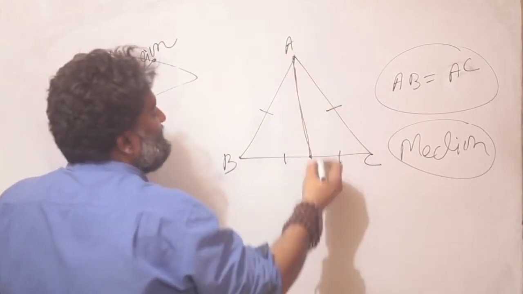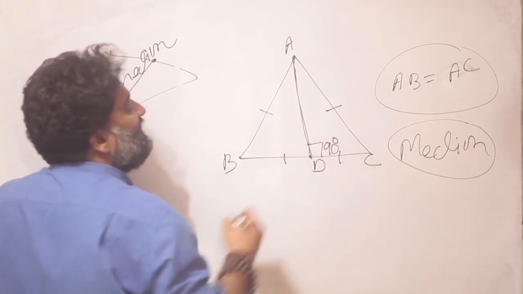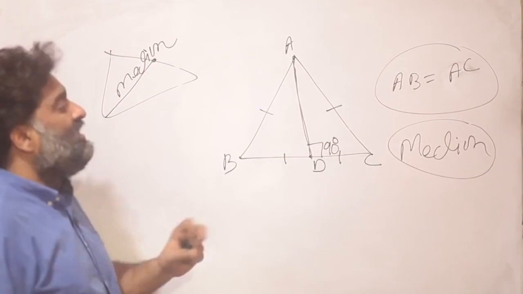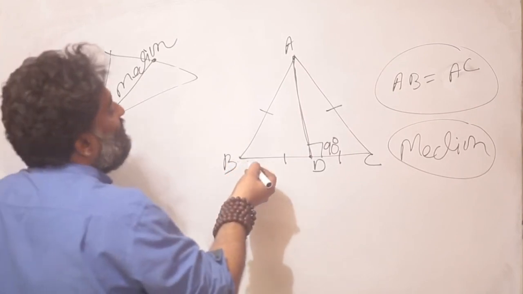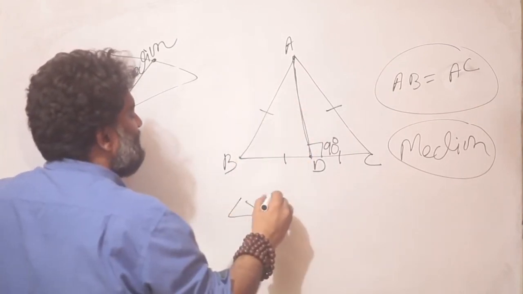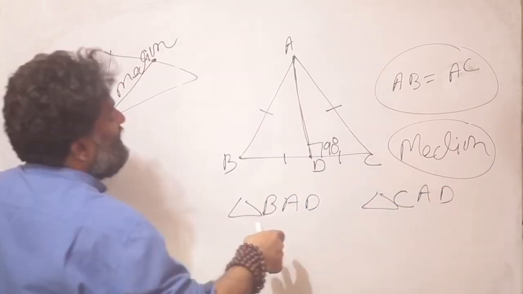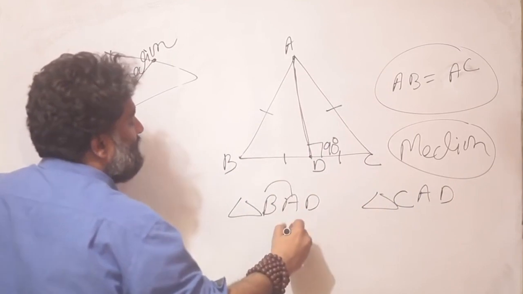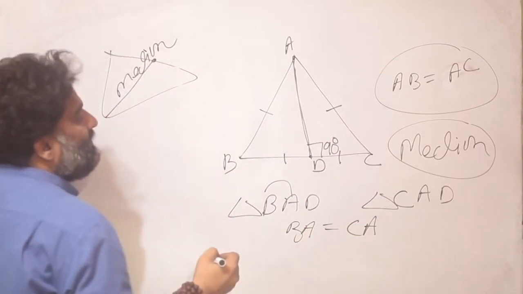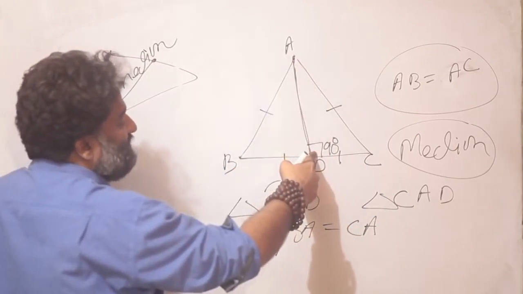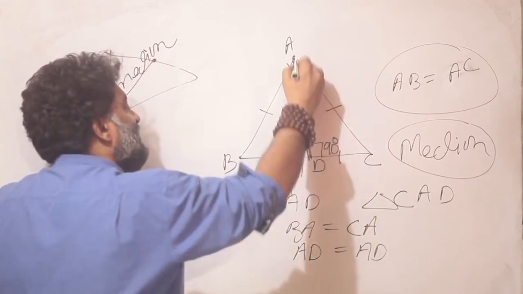And it is given to me, let's say AD is the median for this. Prove that this is 90 degrees. So how will we go about doing that? This can be done very, very quickly using the idea of congruence. Why? If I look at triangle BAD and I look at triangle CAD, I see that BA is equal to AC or CA. AD is common to both of them. So AD is equal to AD because it is the same line.